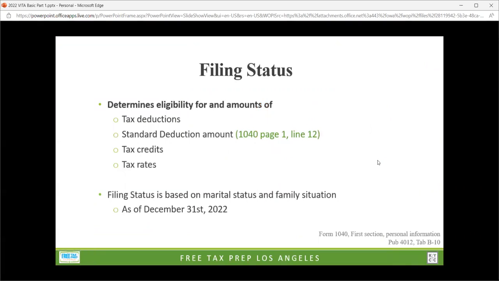So filing status, why do we need to know about filing status? Because it's going to determine eligibility for a number of tax deductions, the standard deduction, the tax credits, the tax rates for your clients. Also, the filing status is going to be based on marital status and family situation as of December 31st, 2022.